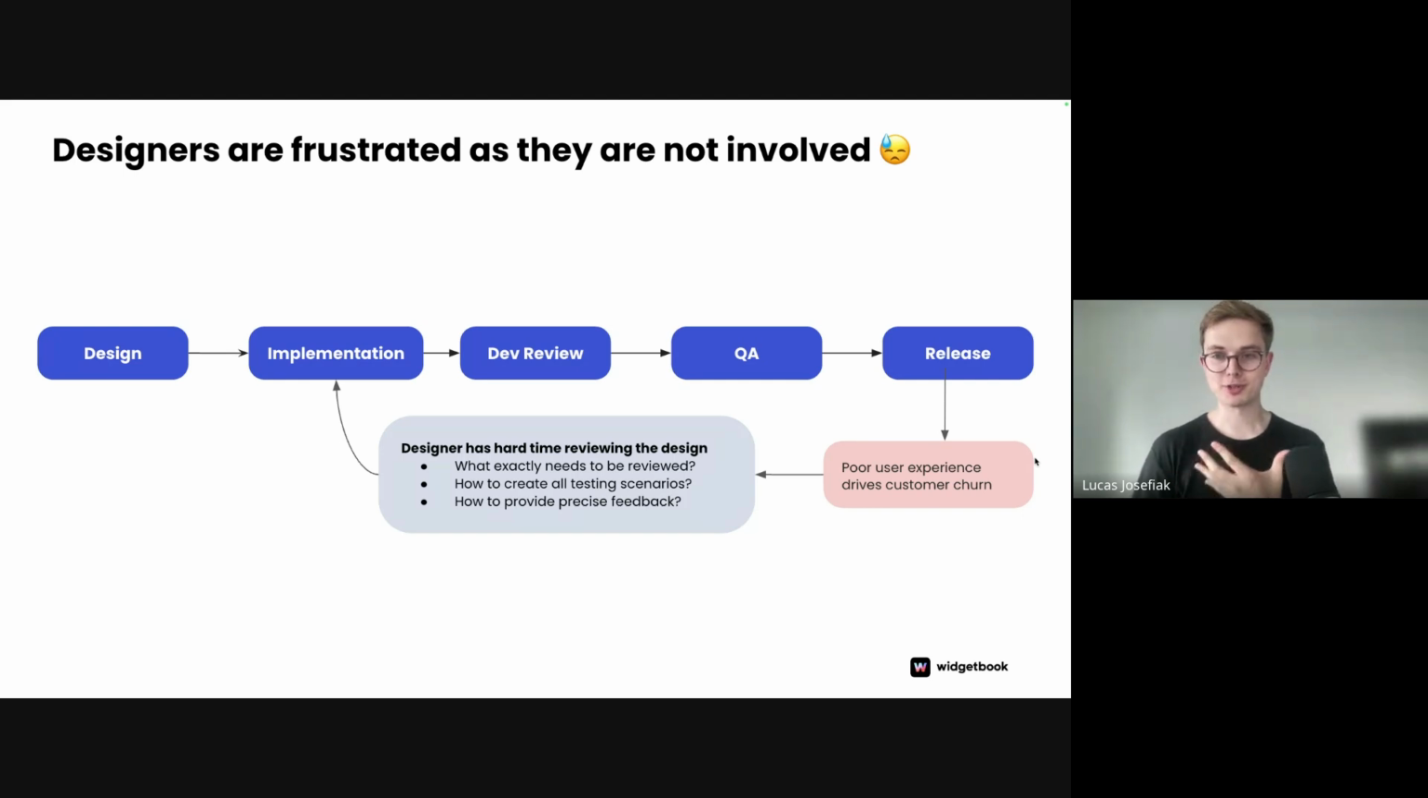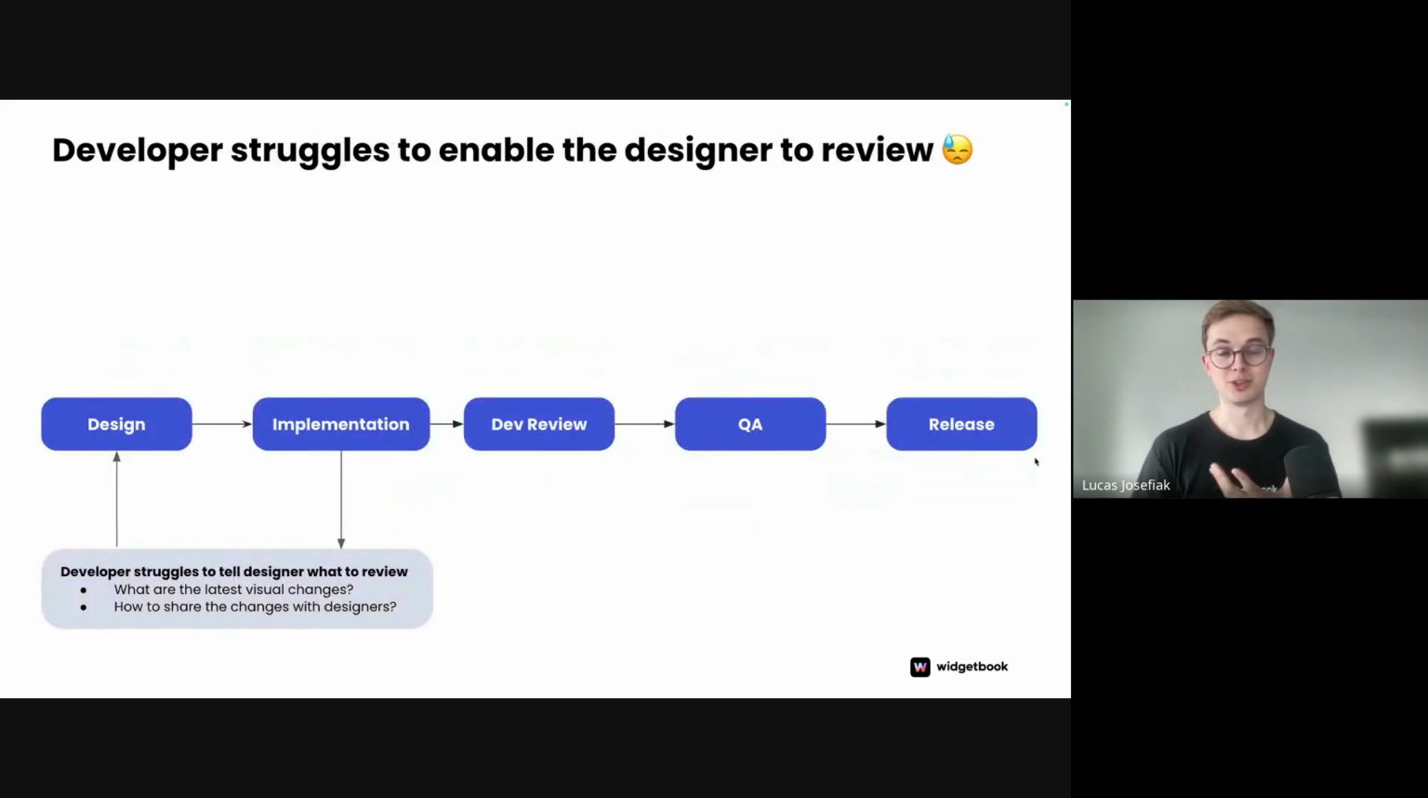So it's first of all us as developers to enable the designer to actually do a review. But we as developers, we're often struggling with that enablement, because we need to know, okay, what are actually all the latest visual changes? Because the designer doesn't need to review the entire app, right? And then how do we share those changes with designers?